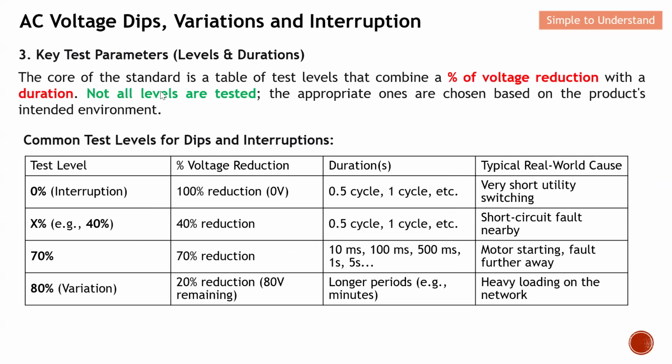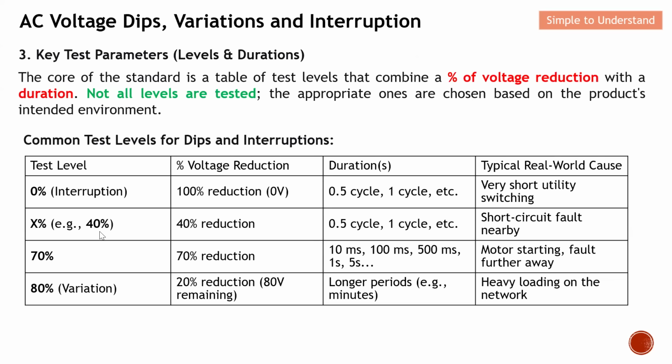Next, coming to the key test parameters. You can see there are mainly four types of key test parameters here. The core of the standard is a table of test levels that combine a certain percentage of voltage reduction with a duration. Not all levels are tested. The appropriate ones are chosen based on the product's intended environment, which means that you don't need to test all. You must know which one to test.